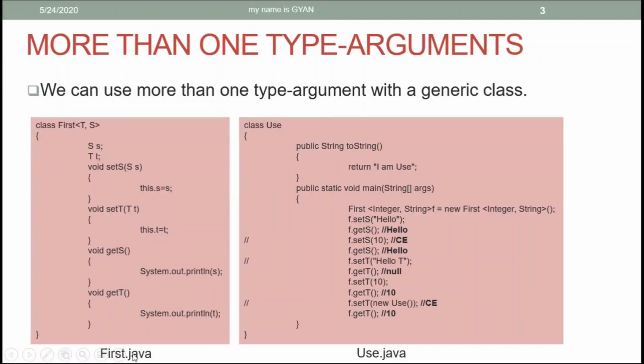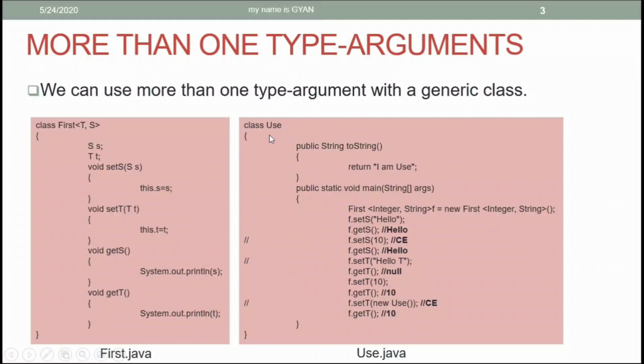Here we have two Java files, First.java and Use.java. In First.java, we have the class First, which has two type parameters, T and S. Then after, we have the variable s of type S, and we have the variable t of type T. We are assigning the value of s in the method setS, and we are assigning the value of the instance variable t in the method setT. Then after, we are printing the values of the instance variables s and t in the methods getS and getT respectively. After that, we have the Java file Use.java.